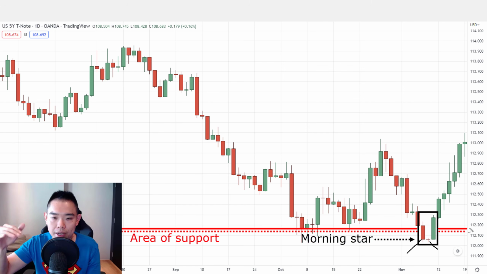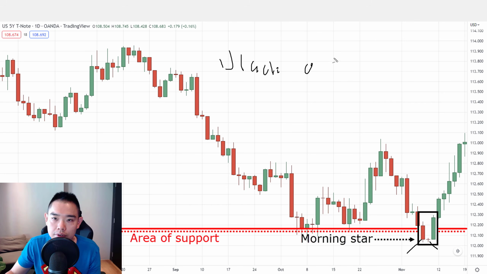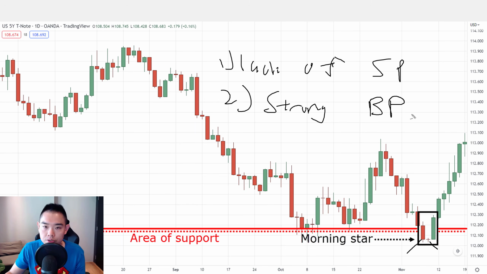So when the market forms a doji looking pattern, it can be one of two scenarios. Number one, there's a lack of selling pressure, I can just call it SP, selling pressure. Or number two, it could be strong buying pressure. Okay, so we have no idea which is which. If there's a lack of selling pressure, then you can see that the candle's range is just not going down any lower because nobody's wanting to sell.